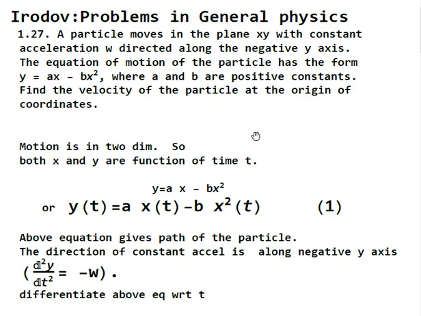हमको इस प्रॉब्लम में पार्टिकल की वेलोसिटी एट द ऑरिजिन, मीन्स x = 0 and y = 0 पर निकालनी है। तो इसेंशली मोशन यहाँ पर 2 डायमेंशनल है। सो बोथ x एंड y हियर आर फंक्शन ऑफ टाइम। y = ax - bx² गिव्स द पाथ ऑफ द पार्टिकल। तो यहाँ पर हम लिख सकते हैं y(t) = a x(t) - b x²(t). This is the equation given in this problem.